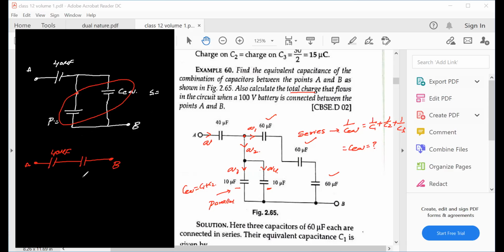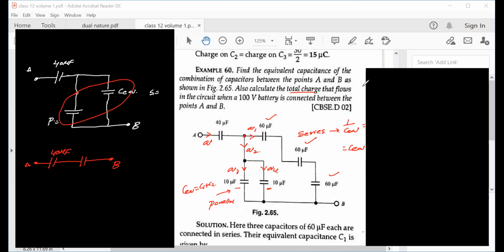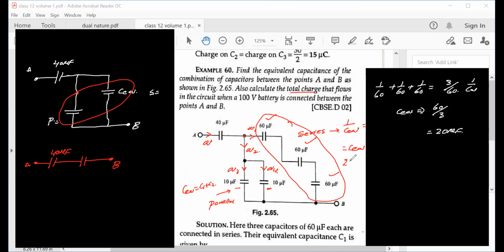After that, it is your series connection. Like this, you have to solve. You can take the values. For C equivalent, it is 1 by C1 plus 1 by C2 plus 1 by C3. So it is 1 by 60 plus 1 by 60 plus 1 by 60, which is equal to 3 by 60. So 1 by C equivalent is equal to 3 by 60. When you reverse it, C equivalent will be 60 by 3, which is 20 microfarad. So these three capacitors' value is 20 microfarad.